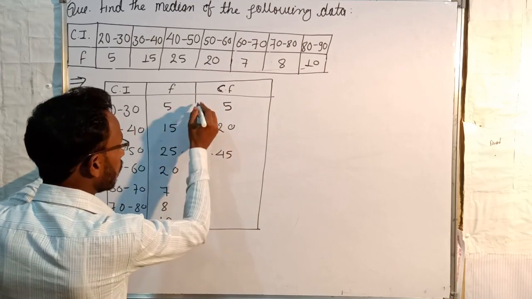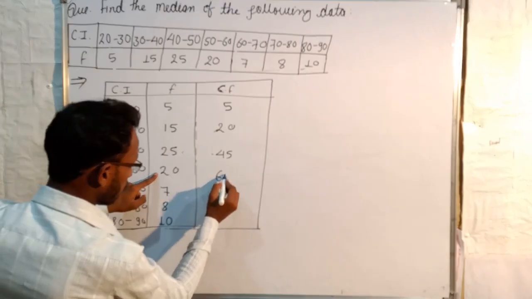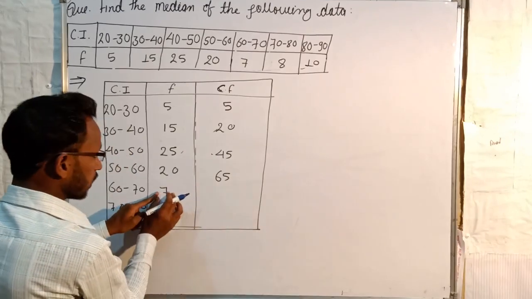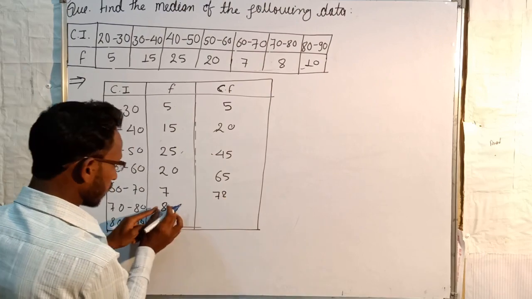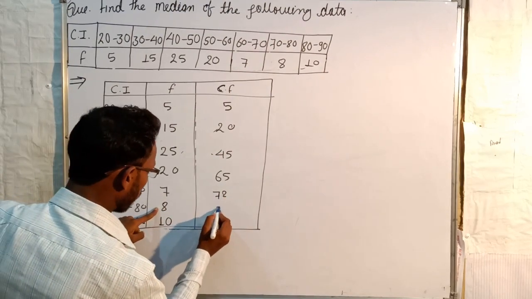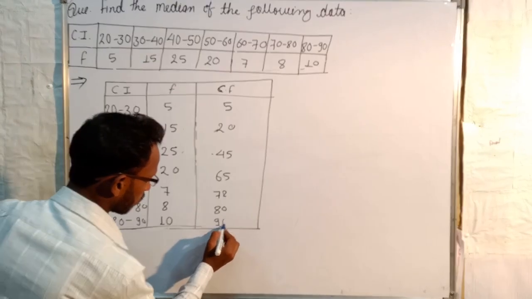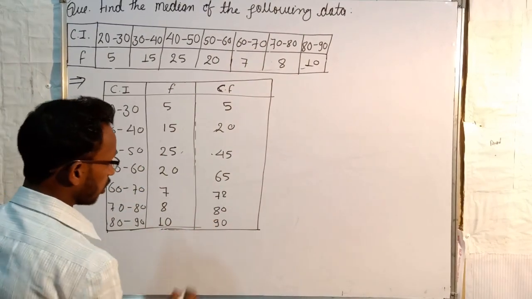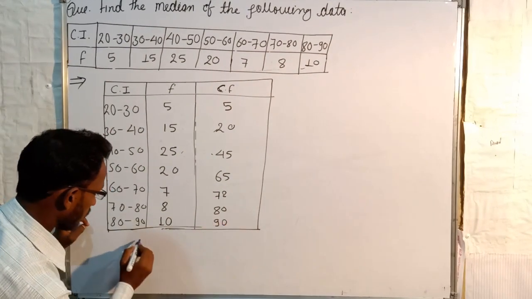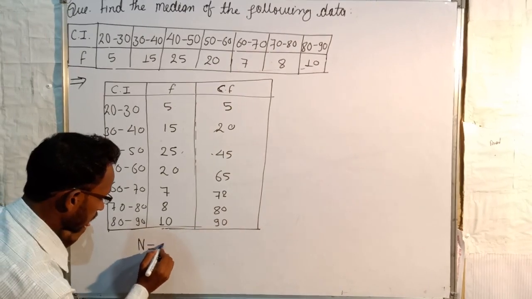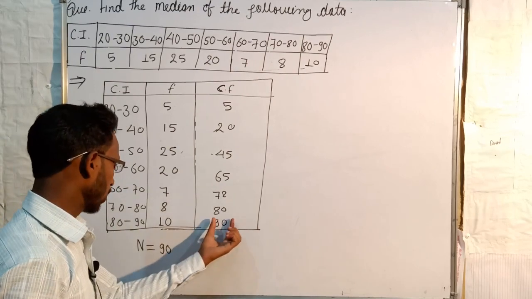Now adding this 45 to this 20, it becomes 65. Add this 65 to this 7, it becomes 72. Now add this 72 to this 8, then you will get 80. And add this 80 to this 10, then you will get 90. This is our cumulative frequency, and at last it is 90. This is the N. N is equal to 90. Sum of frequency is 90.